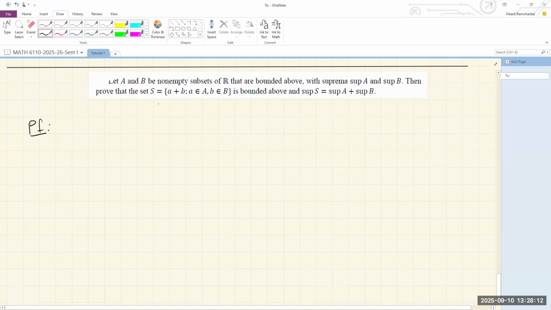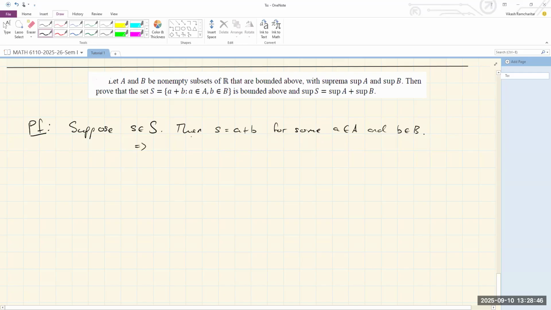So the first part is I want to show that this set S is bounded above. So let's take any element in S. Suppose I take some element s in the set S. Then if I have an element from this set, it means that this element can be written in the form a plus b, for some a belonging to the set A and some b belonging to the set B.